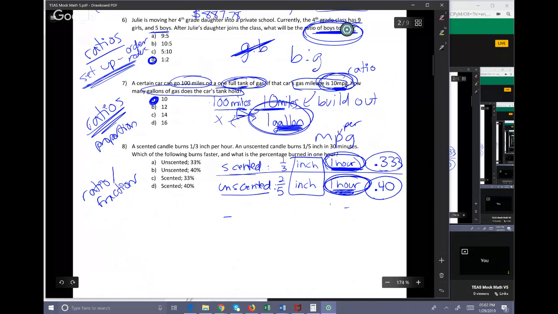Always go back to check what your question asked. I wouldn't remember off the top of my head whether they wanted to know faster or slower, because obviously that drastically changes your answer choice. In this case, they want to know which burns faster, what is the percentage burned in 1 hour. So the one that's faster is unscented, and I know that because I stayed very organized here, and it's going to be 0.40, which is equivalent to 40%, and that is choice B.